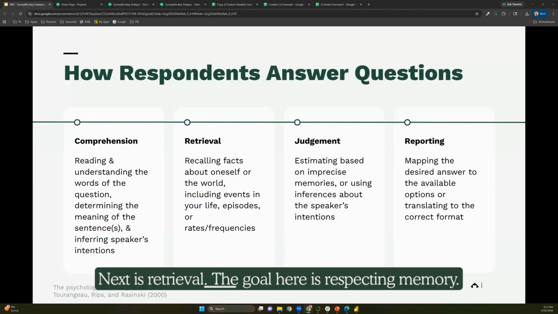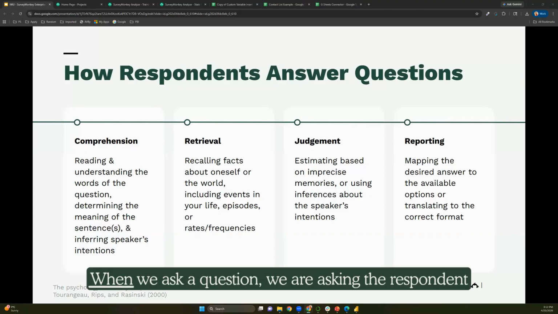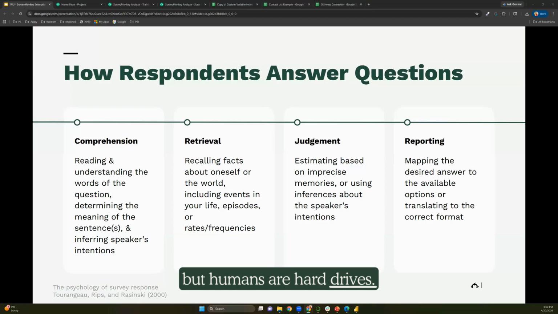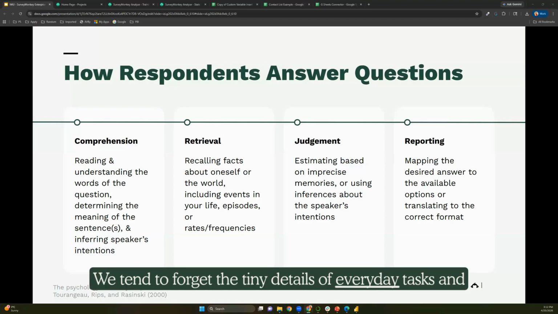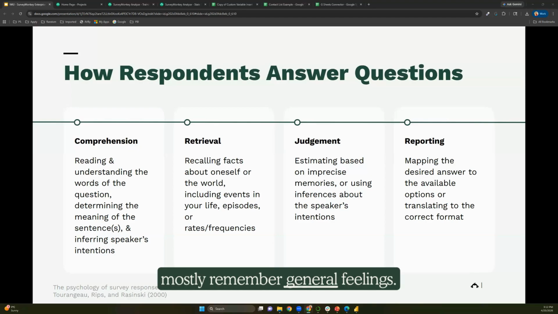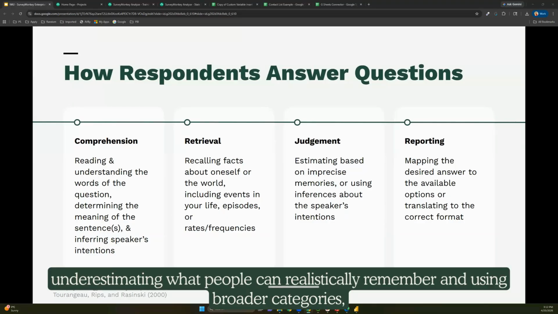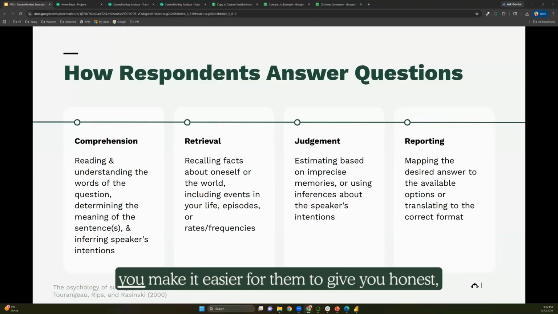Next is retrieval. The goal here is respecting memory. When we ask a question, we are asking the respondent to dig through their brain for a specific answer. But humans are not hard drives. We tend to forget the tiny details of everyday tasks and mostly remember general feelings. If you turn your survey into a high-stakes memory test, respondents will get frustrated and start guessing. By underestimating what people can realistically remember and using broader categories like frequently or rarely, you make it easier for them to give you honest, accurate data without the mental strain.